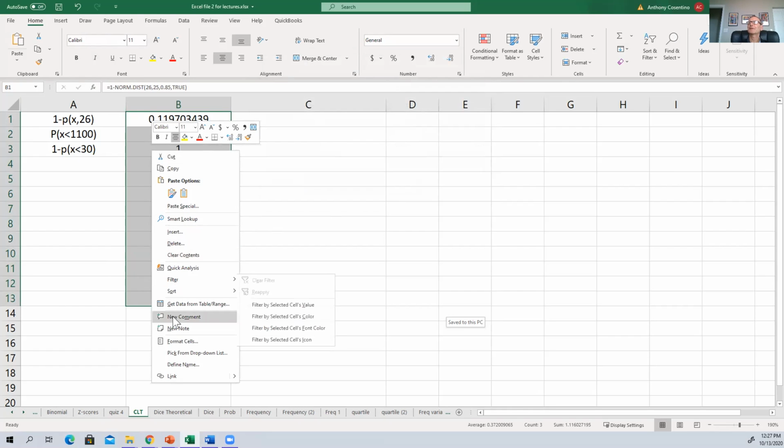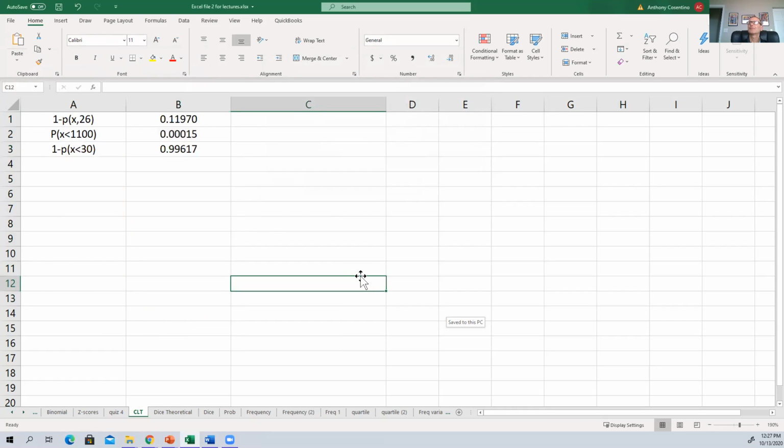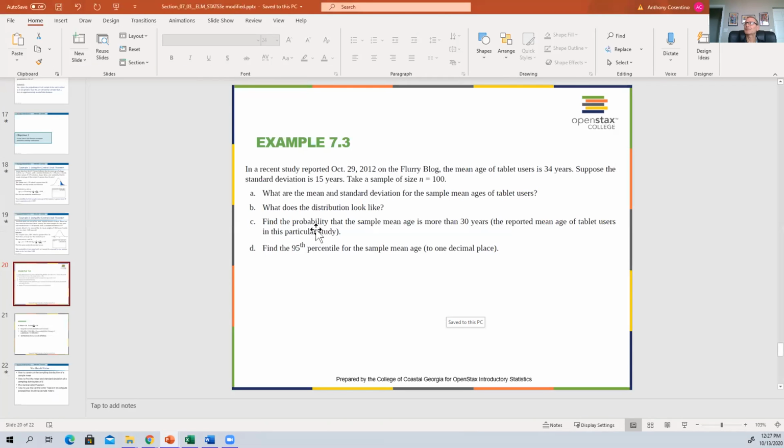But let me format these cells. It looks like I formatted them for no decimal points. So let's get a few decimal points here. So you could see that the probability of it being greater than 30 is really high, right? Over 99%. And so with regards to that question, if you had 100 people, there's over a 99% probability that the average age of those 100 people is greater than 30.